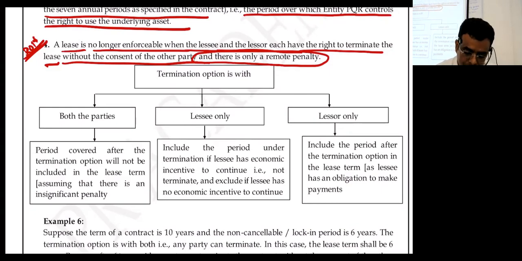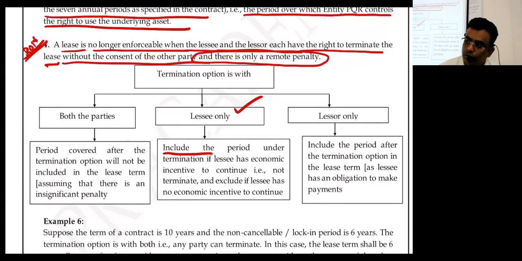Period covered after the termination option will not be included in the lease term, assuming that there is an insignificant penalty. Insignificant penalty. What penalty? Insignificant penalty. So will we include this in the lease term or not? We will not include it. When both parties have the option, we will not include that. Clear? If only the lessee has this option, then we will include it.